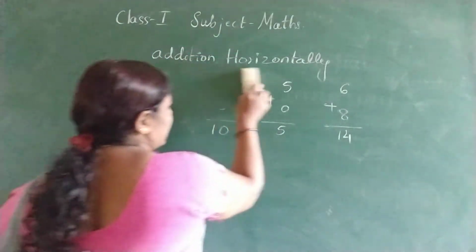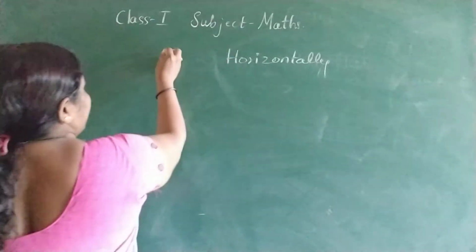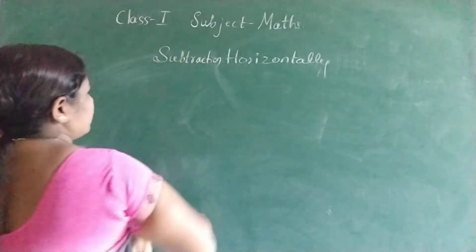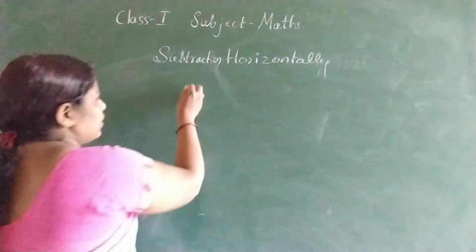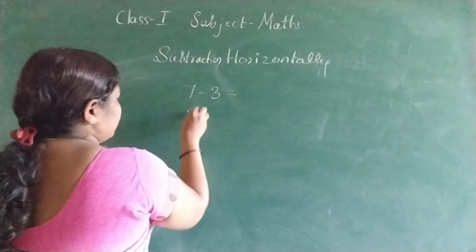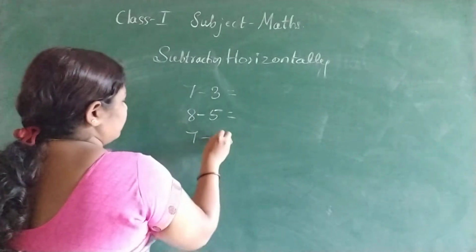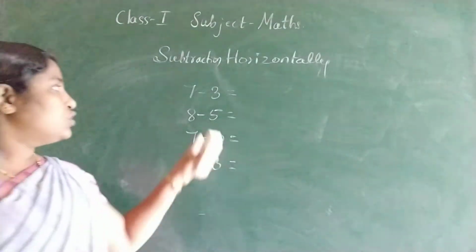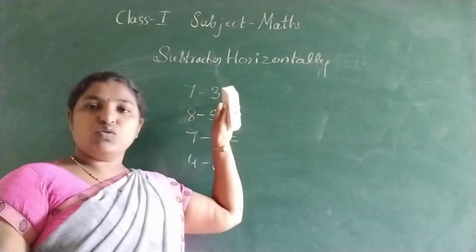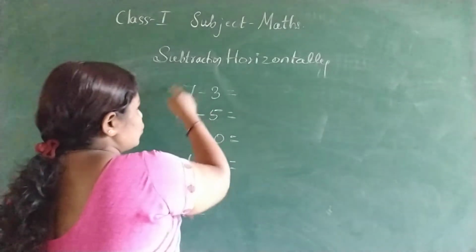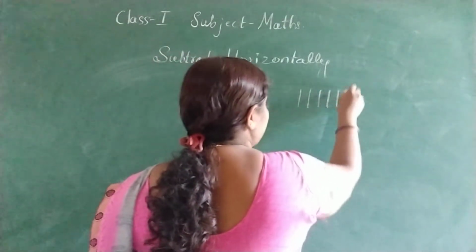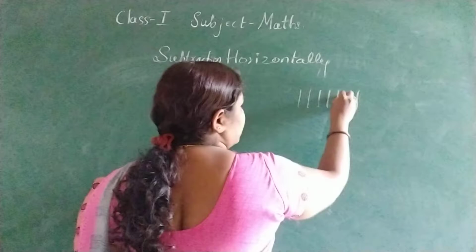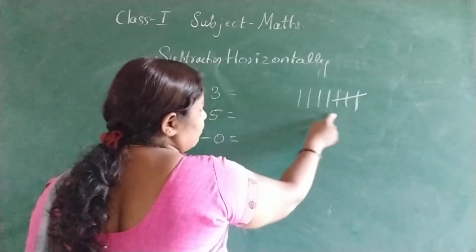And then subtraction horizontally. Okay, this is horizontal: big number minus small number. How to do this? These many lines you should put first: 1, 2, 3, 4, 5, 6, 7. These many lines you should cross: 3, so 1, 2, 3. 3 lines you should cross. The remaining will be the answer.